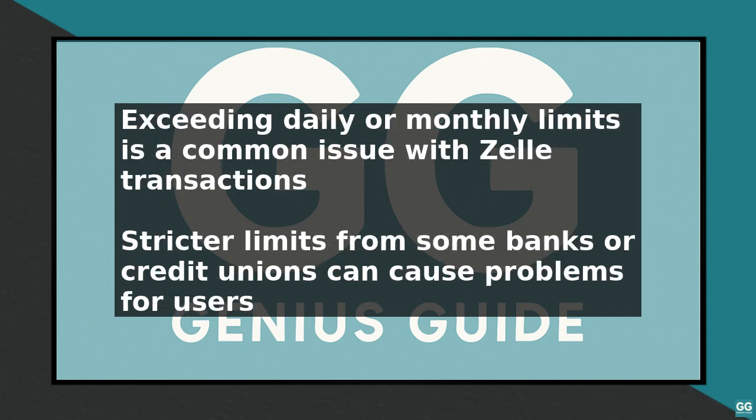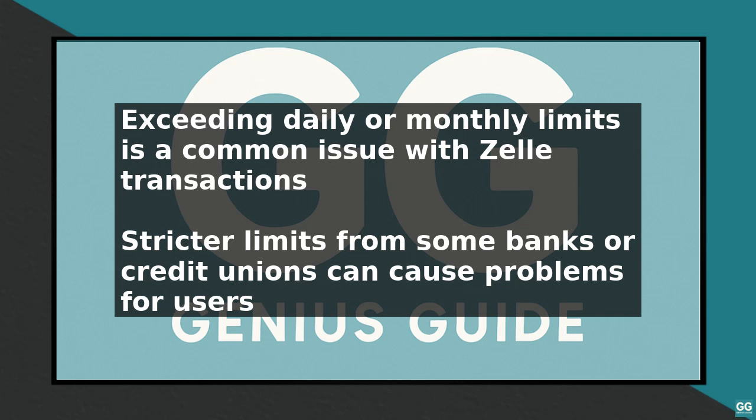Practical examples. For example, let's say you need to send $1,500 to a friend who uses a different bank. If your daily limit is $1,000, you will not be able to send the full amount in one transaction. You may need to split the payment into 2 transactions, which can be inconvenient and may incur additional fees.